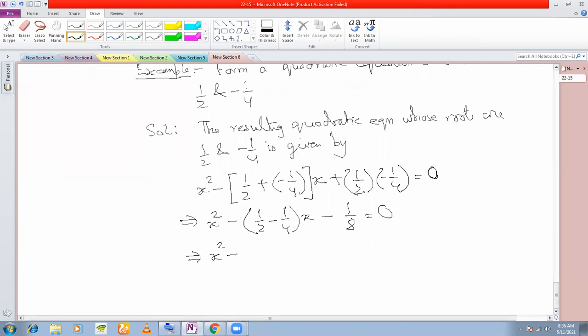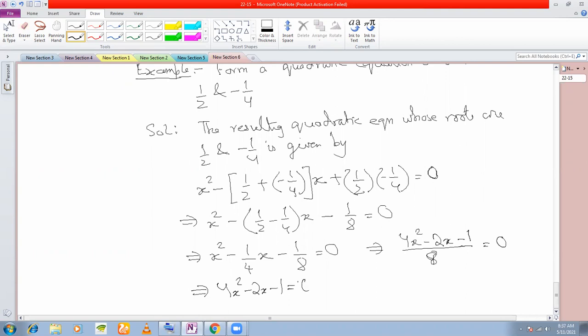Half minus 1/4, if you take the LCM, you'll get 1/4 only. And now you can take the LCM. You get 4x square minus 2x minus 1 into 0. That means you have 4x square minus 2x minus 1 equal to 0. And that is your quadratic. So you were given the roots, and you have formed the quadratic equation.